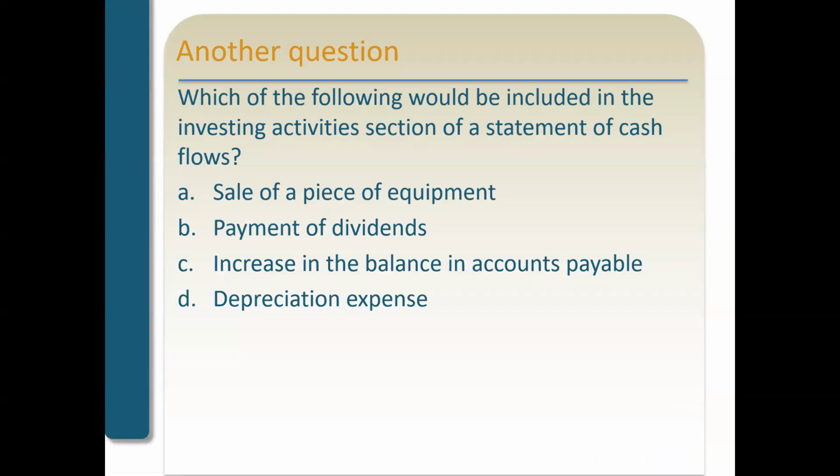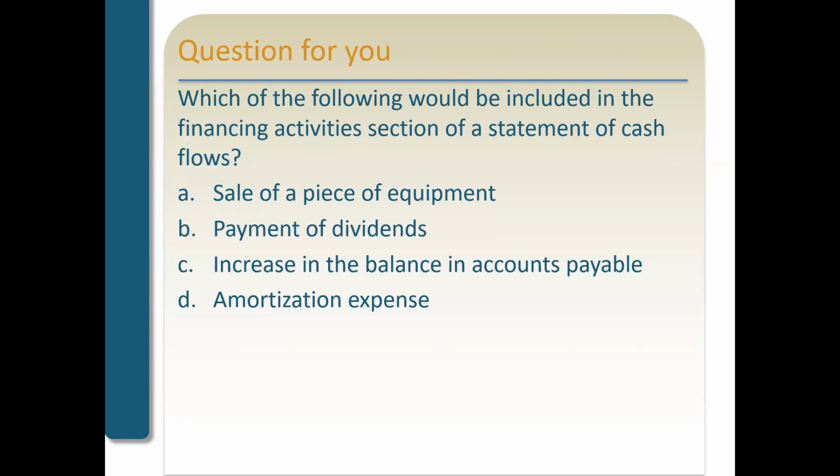Hey guys, which of the following would be included in the investing activities section of a statement of cash flows? The sale of a piece of equipment, payment of dividends, increase in the balance of accounts payable, or depreciation expense? Right now, I'll tell you that accounts payable and depreciation are part of operating activities. Payment of dividends is part of financing activities. So it's got to be the sale of a piece of equipment, investing.